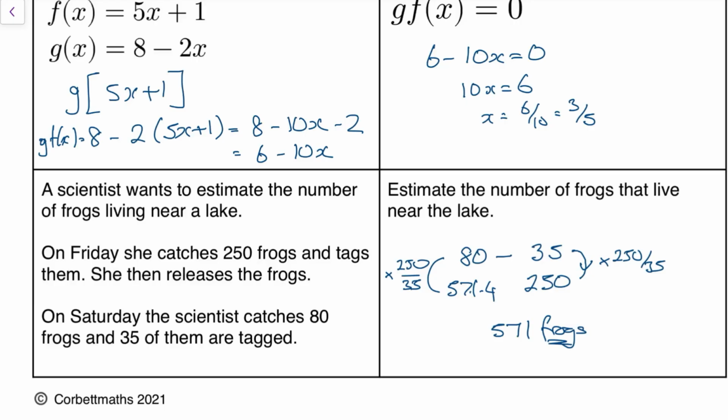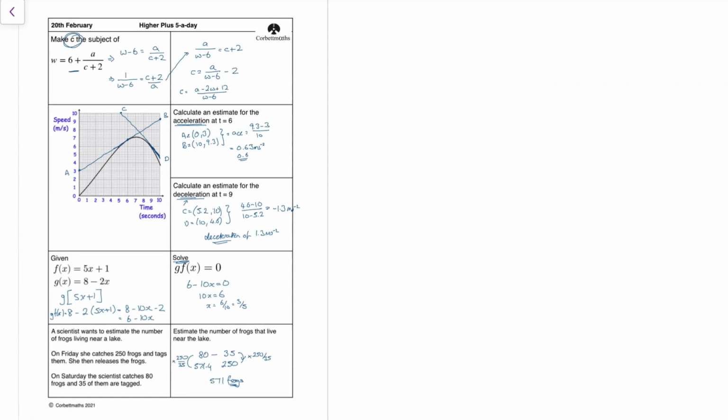And that's question done. Now, just on this last one, you'd probably be allowed 571 or 572 because it's a bit debatable whether you round up or down. It doesn't matter as long as you're showing good working. And that's it. Questions done. Nice little mix of questions as ever today.